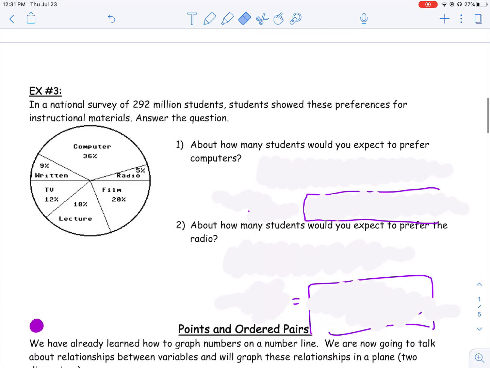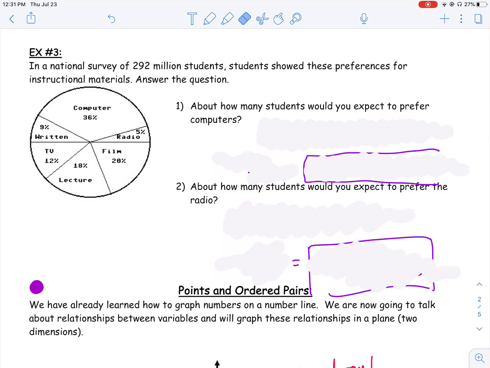All right, the last one we're going to talk about is a circular graph called a pie chart. A lot of times we use pie graphs when we talk about percents. So it looks like in example number 3, it says in a national survey of 292 million students, students showed these preferences for instructional material. It looks like some preferred computers, some preferred radio, film, lecture, TV, and written, and they give us the percent of each. Let's go ahead and answer the questions using this pie graph. Number 1 says, about how many students would you expect to prefer computers? So let's go over to the pie graph, find computers, and it looks like about 36% of students.